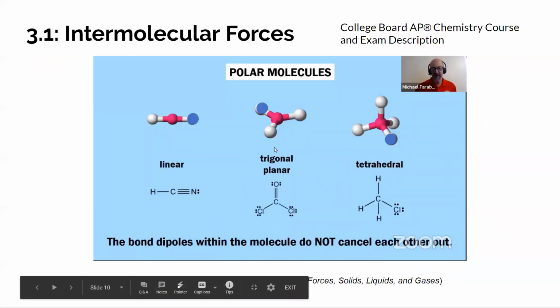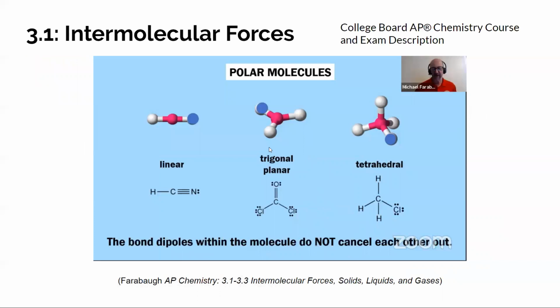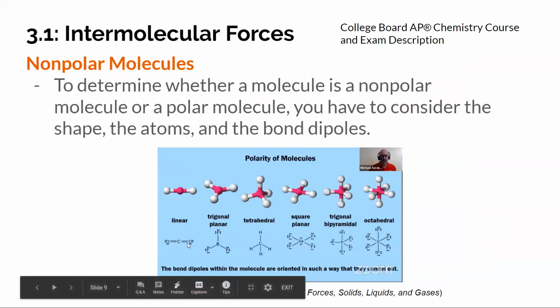And then these are polar molecules. Since this was linear, you can't just assume that because it's linear, it's also going to be nonpolar. No. The bond dipoles within these molecules do not cancel each other out. Since nitrogen is more electronegative than hydrogen, and it also has three bonds, it's going to pull the electrons towards it. It's not going to be equal, like this molecule is not going to be equal.